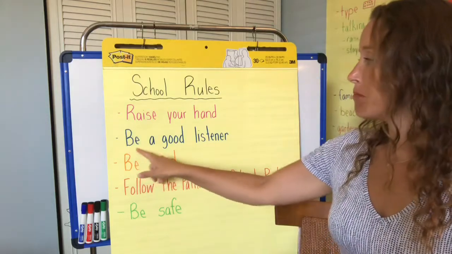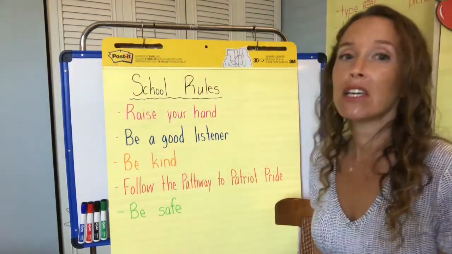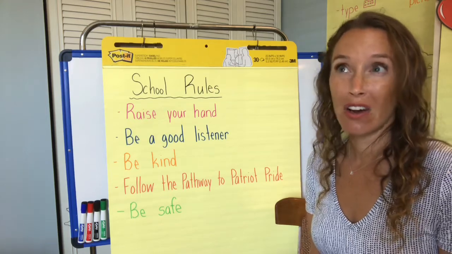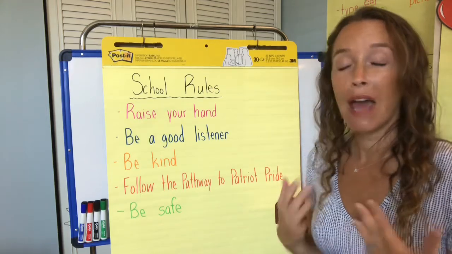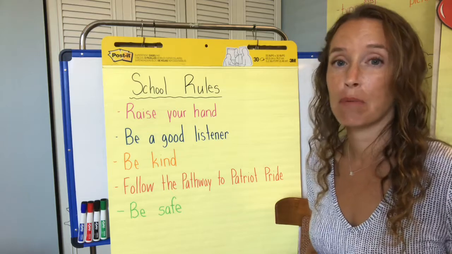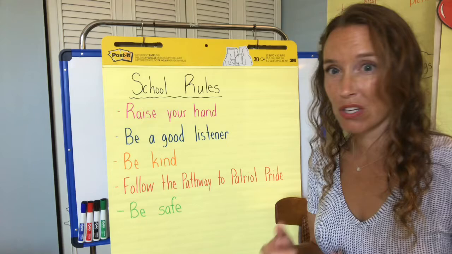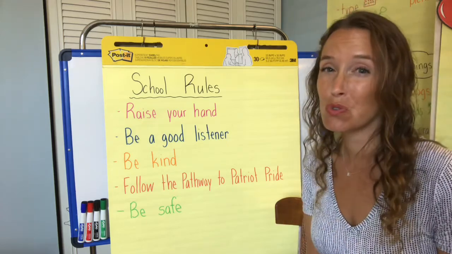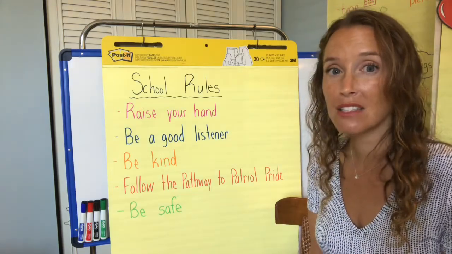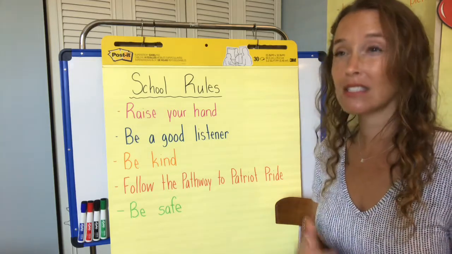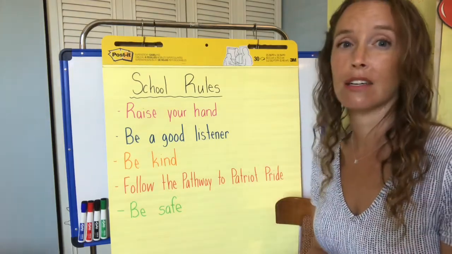The next one, be a good listener. Be a good listener covers things like when we're on the carpet or when we are at our desk learning, that we're paying attention to the teacher. It also is when we're on the carpet, we're not rolling around, we're not playing with our shoes, we're not touching people next to us. That all has to do with being a good listener. If we don't do those things, then we're being a good listener.